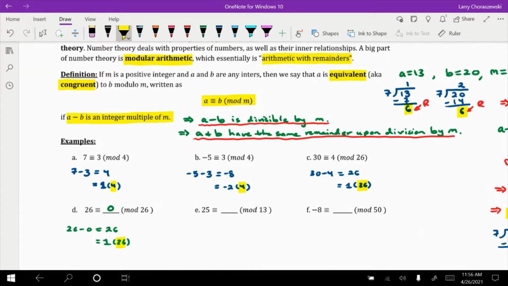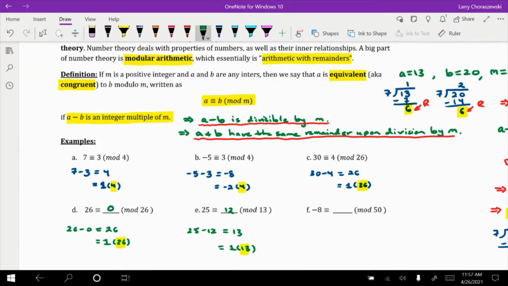Anybody want to offer a possible solution to part E? 12. Perfect, yep. 12 works. If you did 25 minus 12, you get 13, which is 1 times 13. Bingo, you got it. Nicely done.